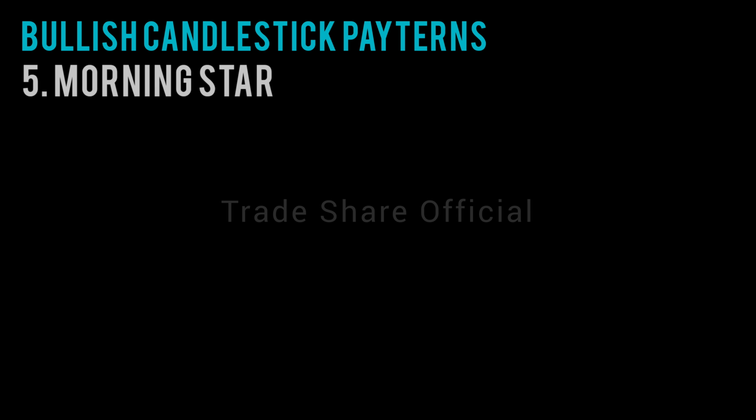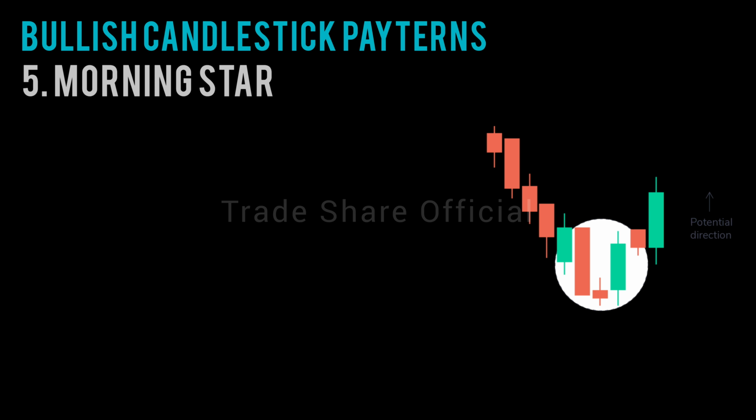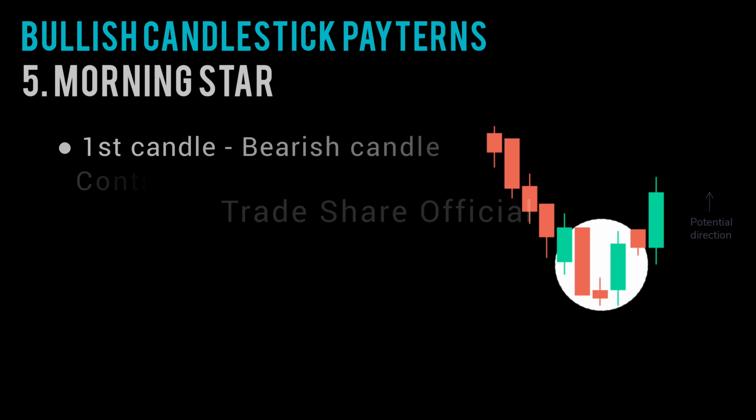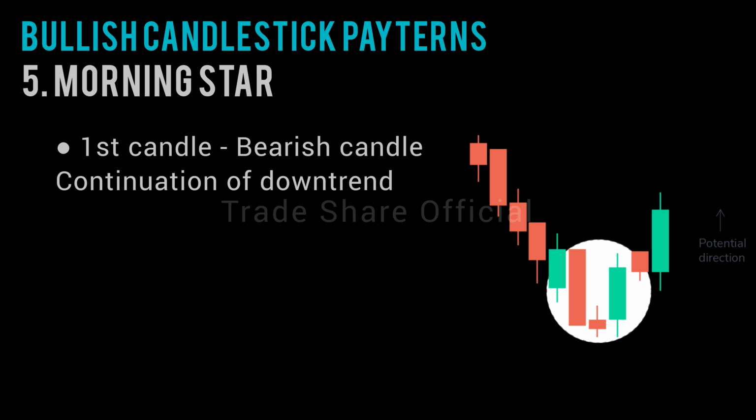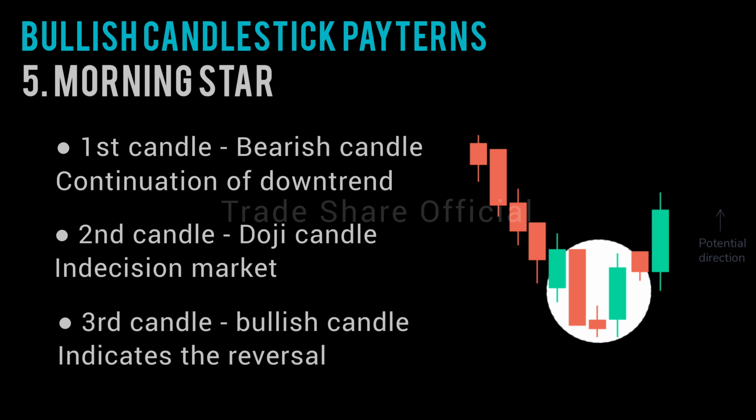Number 5. The morning star pattern. This is a 3-candle pattern. The first candle shows the continuation of the downtrend. The second candle, being a doji, indicates indecision in the market. The third bullish candle shows that the bulls are back in the market and a reversal will take place.